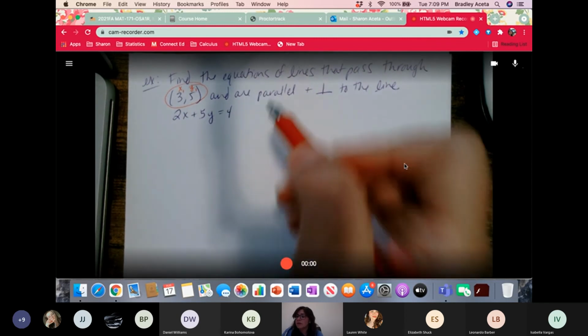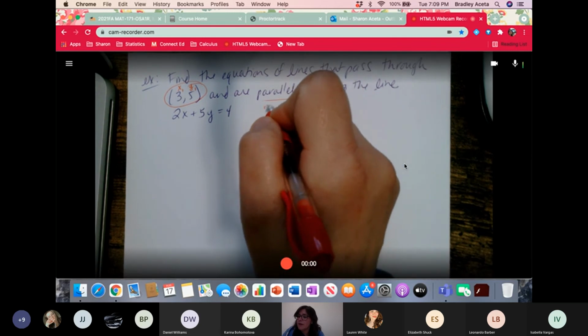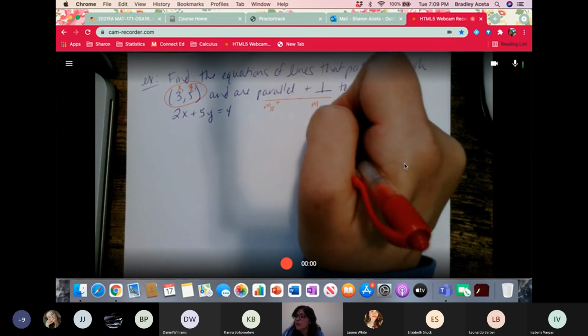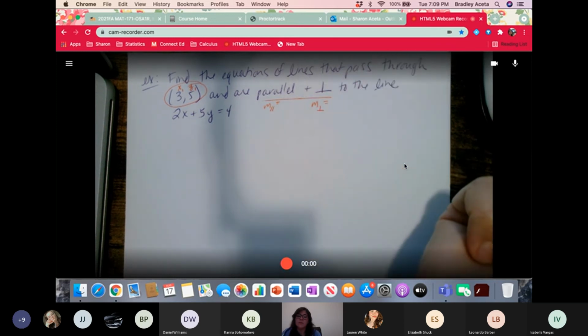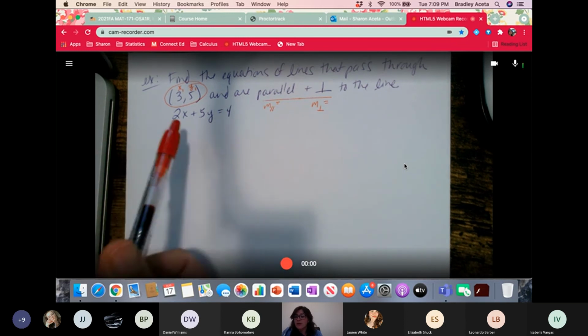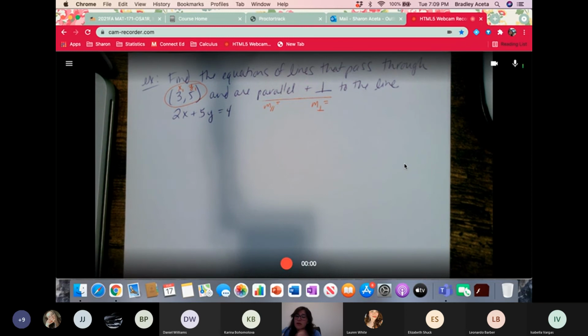But I also need slopes. I need a parallel slope, and that's the symbol for parallel. And then I need a perpendicular slope. Well, those slopes are based off of the equation that they gave you. They want you to be parallel to this line, and then they want a perpendicular to this line. So what we need to do is get the slope of this line. How do I get the slope of a line that looks like that? Well, you solve it for y. Solving for y is your best bet any time you're working with linears.